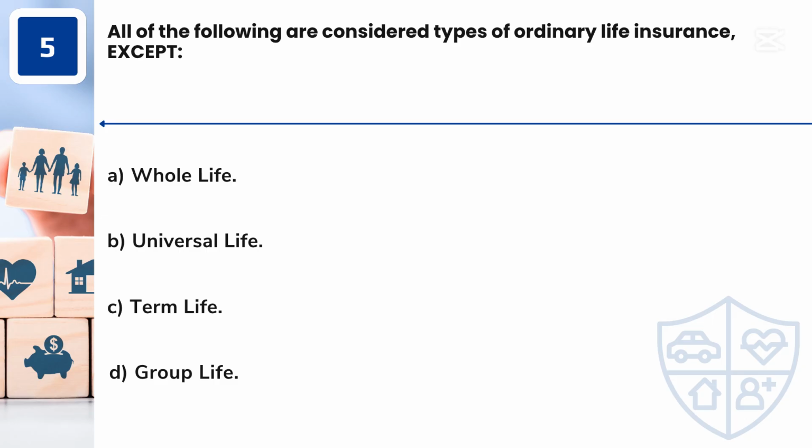Question 5. All of the following are considered types of ordinary life insurance, except A. Whole life. B. Universal life. C. Term life. D. Group life.